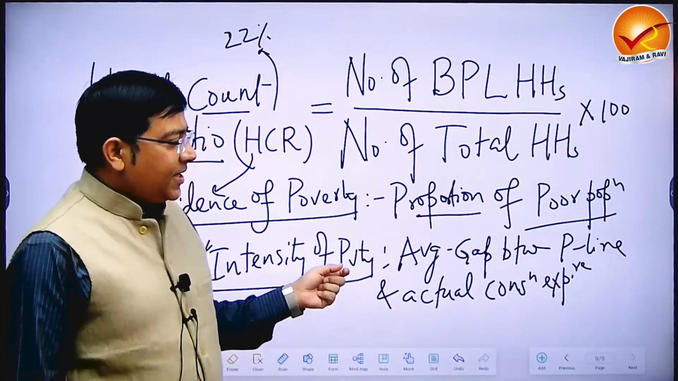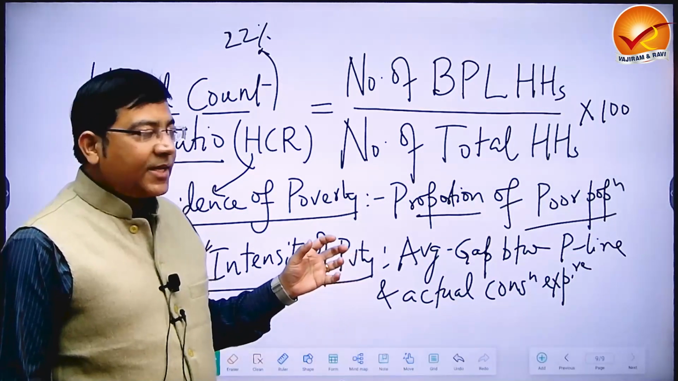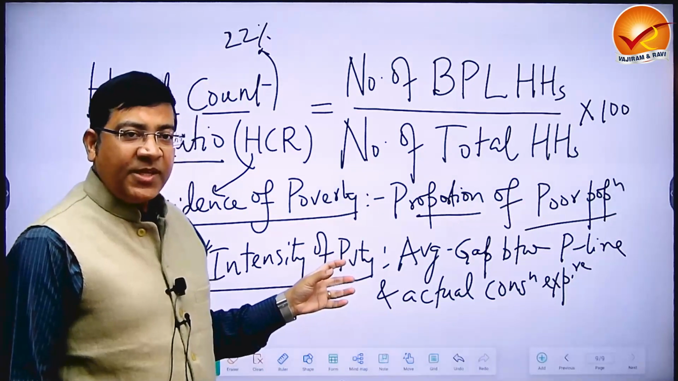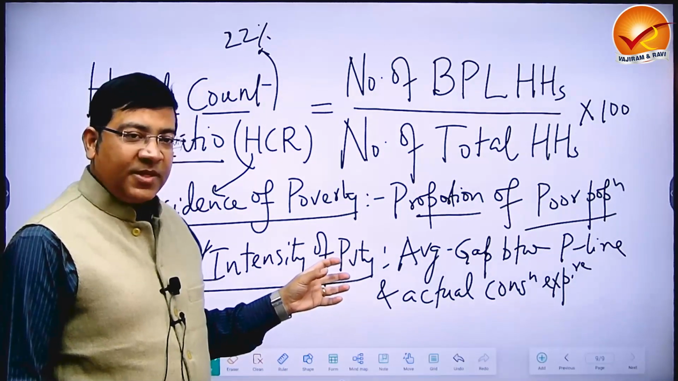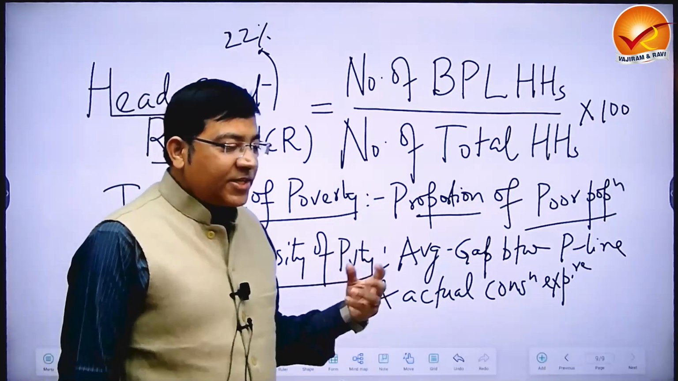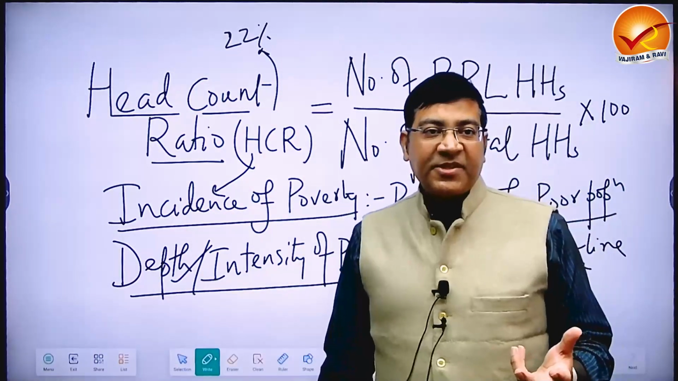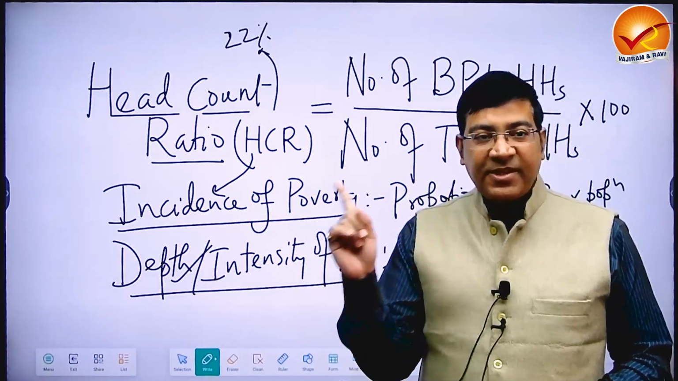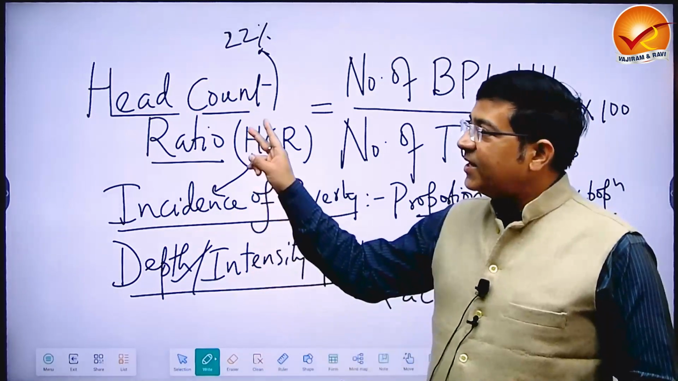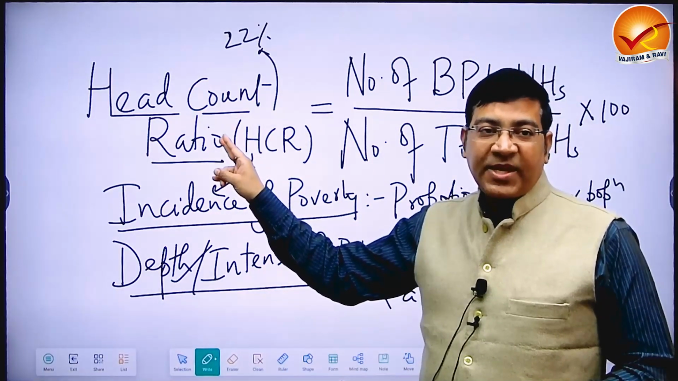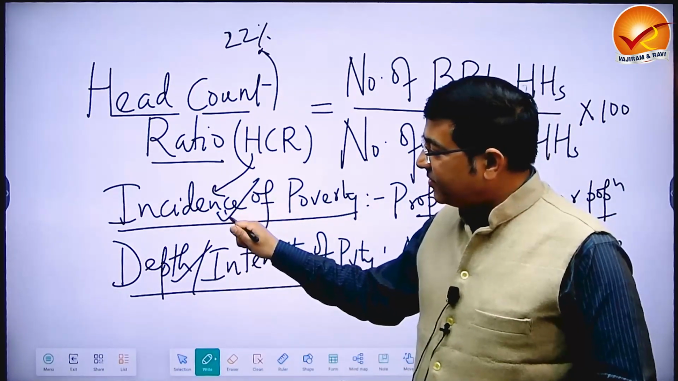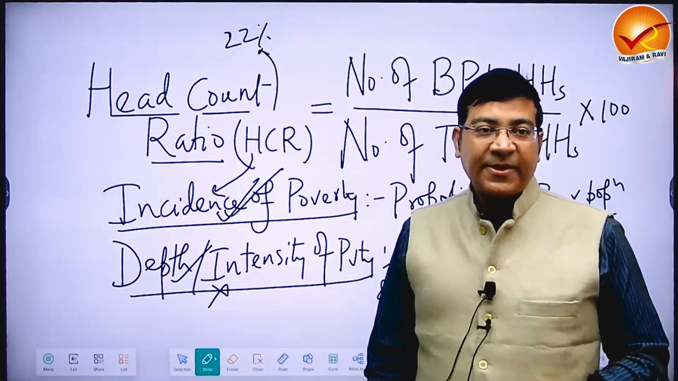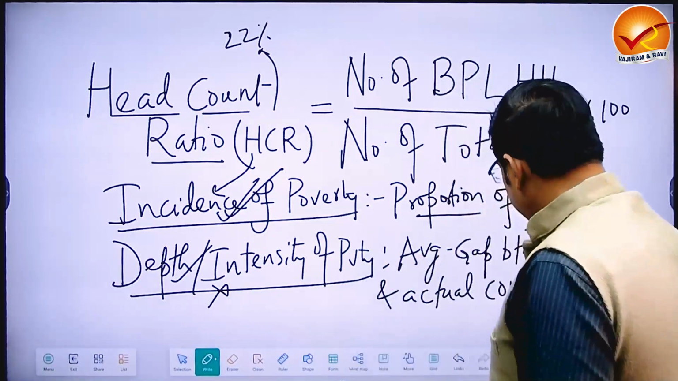But before that, if I ask you, does HCR tell us about the intensity of poverty? No, clearly no. That is a limitation of the poverty line or HCR, which is related to it. One limitation, we said, is that it is a crude measure, and I gave the reason. The other limitation is that HCR, which is based on the poverty line, tells us only about the incidence of poverty, not about the intensity or depth of poverty. Let's take an example to understand this.